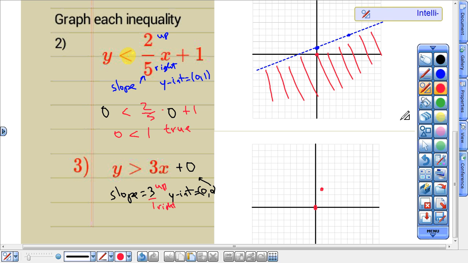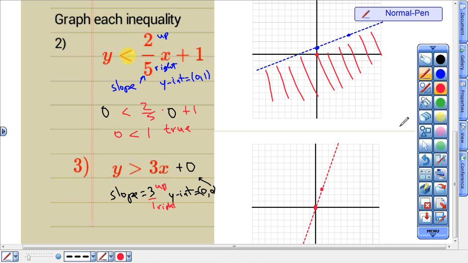We're going to connect this with a straight line, and we're in the same situation as the one at the top. Our line will be dashed because y is greater than 3x means this will be my barrier, and it will not be part of the solution.